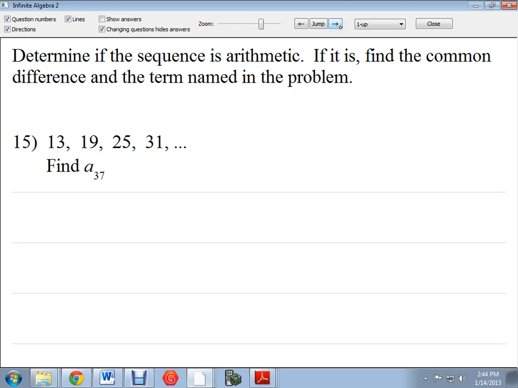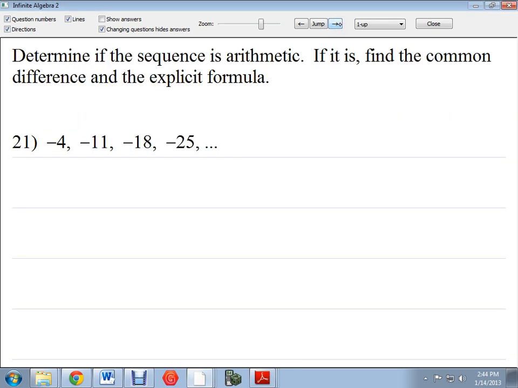Sometimes you are asked for other terms of the sequence. In this case, you're asked for the 37th term. You have to tell that by just looking at what it's telling you to find. It is done the exact same way as the previous section. You just say a sub 37 is equal to the first term plus 37 minus 1 times the common difference between those. Later on, we are asking for the explicit formula.